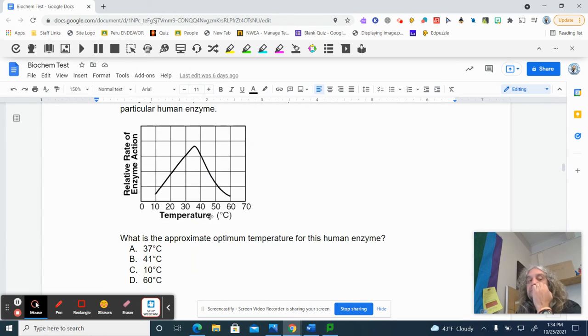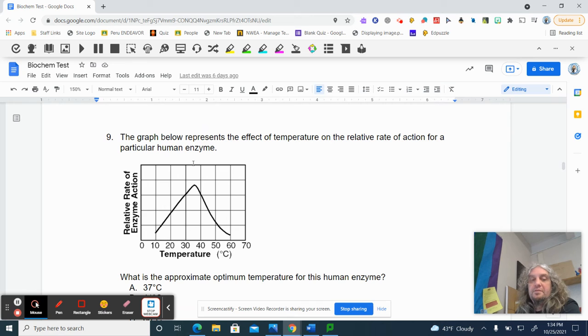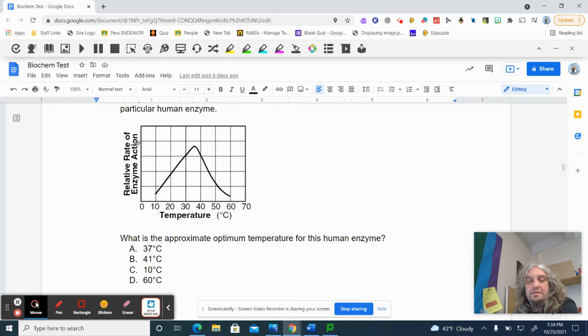Question 9. The graph below represents the effect of temperature on the relative rate of action for a particular human enzyme. So the x-axis is temperature, the y-axis is relative rate of enzyme action. What is the approximate optimum temperature for this human enzyme? A, 37 degrees, B, 41 degrees, C, 10 degrees, D, 60 degrees.